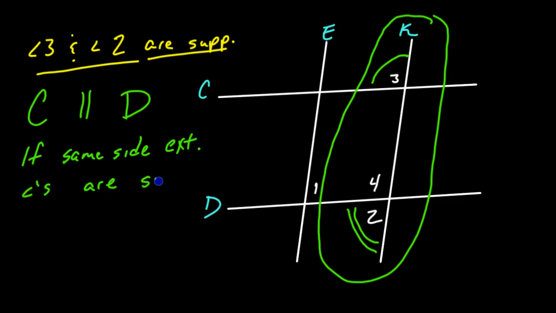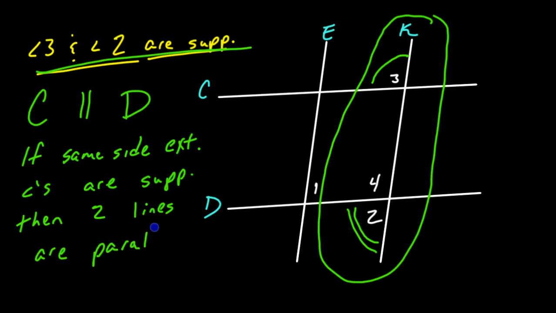And I know that if same side exterior angles are supplementary, which they were in the problem, then I have parallel lines. So we can prove that C is parallel to D because angle 3 and angle 2 are supplementary.